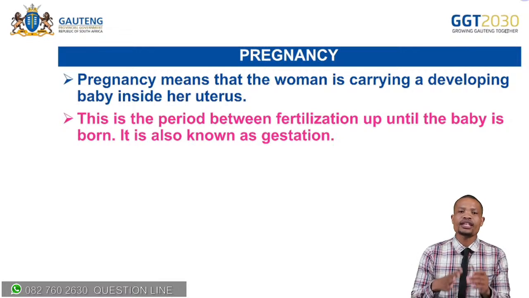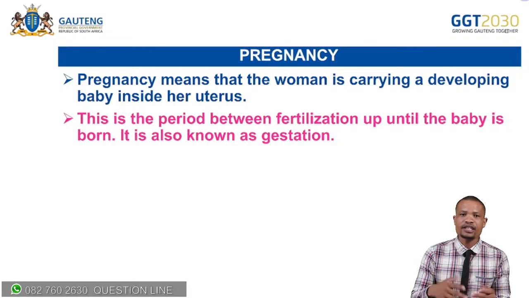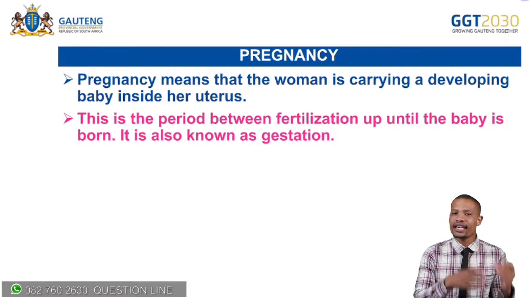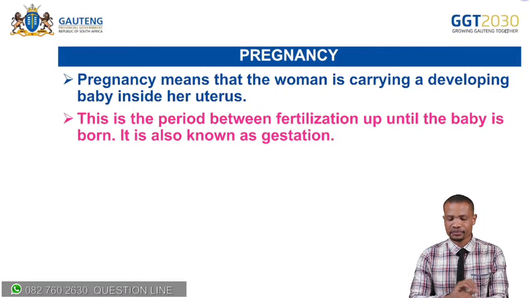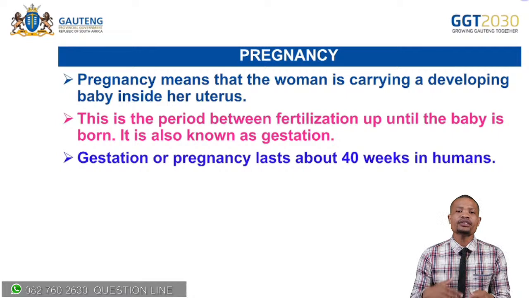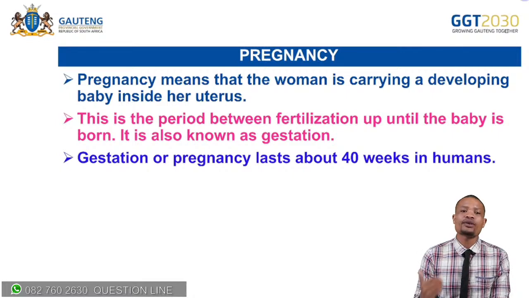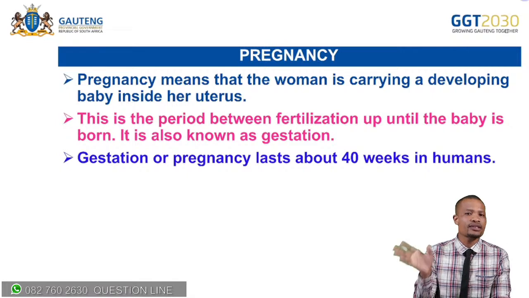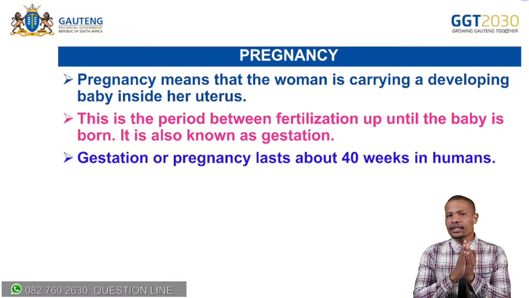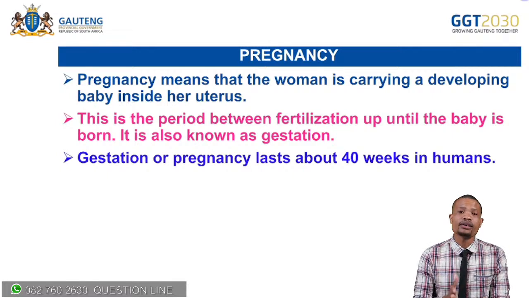Now don't confuse gestation with a gas station, okay? Gestation means pregnancy, and a gas station is where you find fuel for your car, okay? Right, so gestation or pregnancy lasts about 40 weeks in humans, okay? In other animals, it has different durations, but in humans, it is strictly 40 weeks.